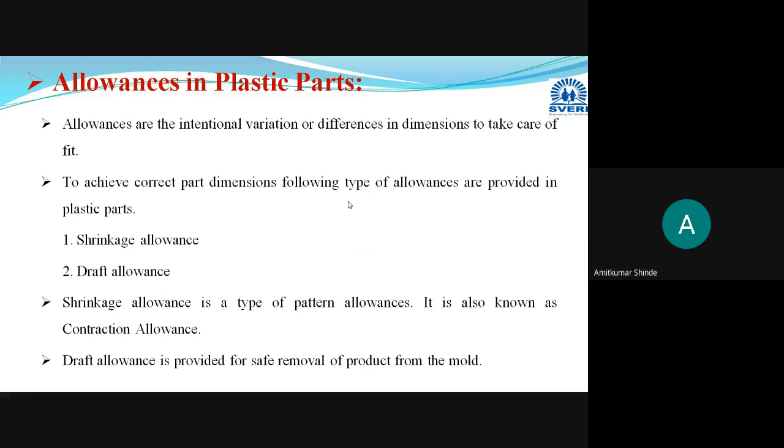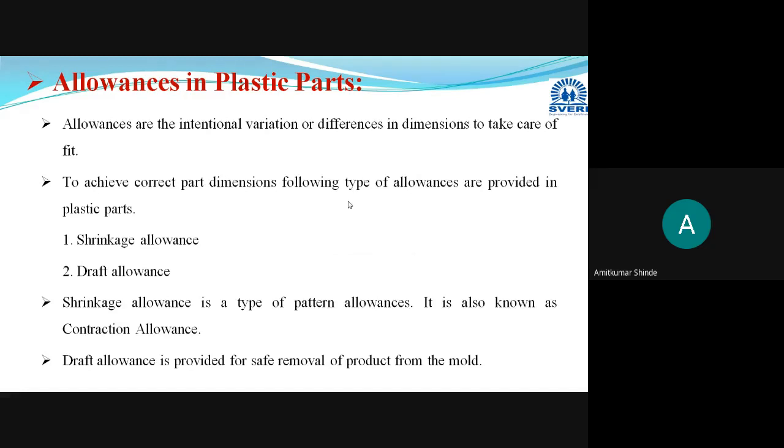Now, I think in the casting chapter you have studied this. Different types of allowances are there, like shrinkage allowance, draft allowance, machining allowance, distortion allowance may be there. But as far as the allowances in the plastic parts are considered, two types of allowances will be there: shrinkage allowance and the draft allowance.